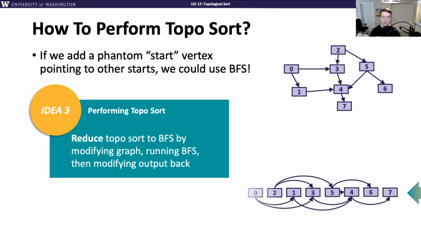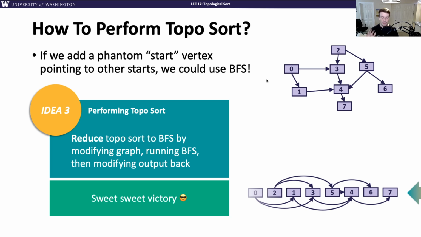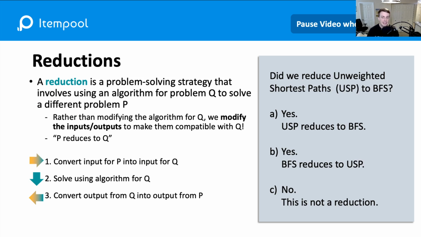So now that I've talked about this general idea of what a reduction is and applied to this topo sort, I want you to practice this. So now that we've achieved the sweet victory in figuring out topo sort, let's practice this idea of reductions. So think back to Wednesday, when we solved the unweighted shortest path problems, which I abbreviate as USP for this slide so it doesn't take up a bunch of space. We solved that using something like BFS.